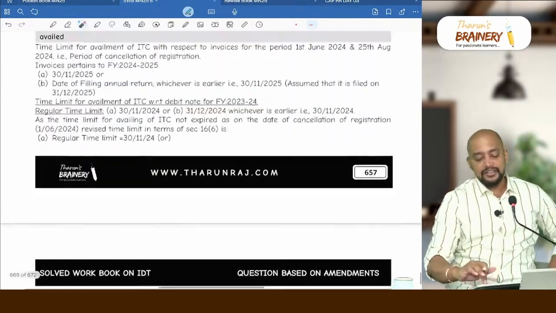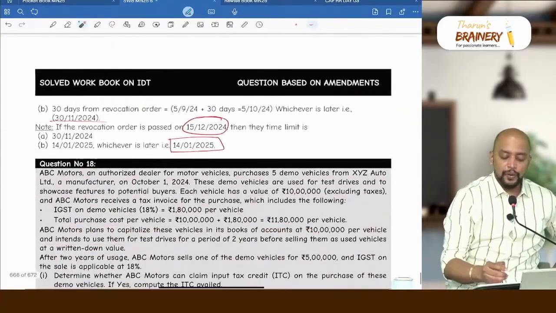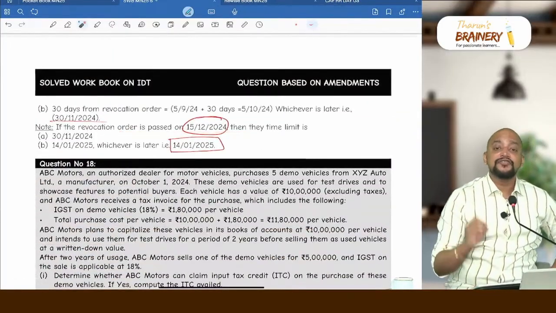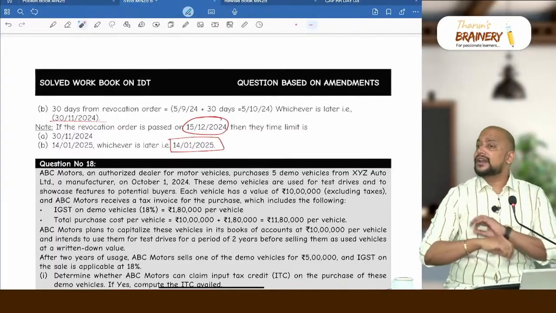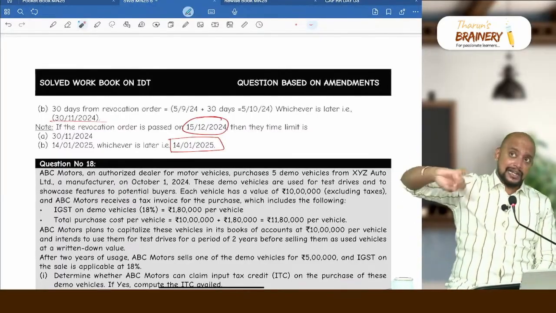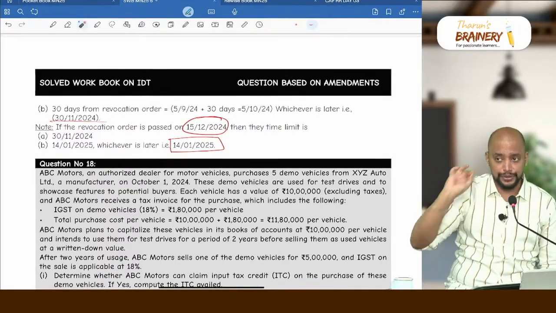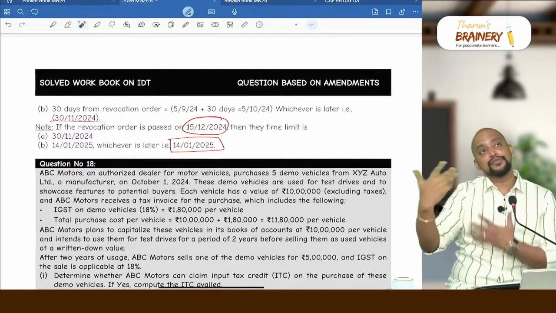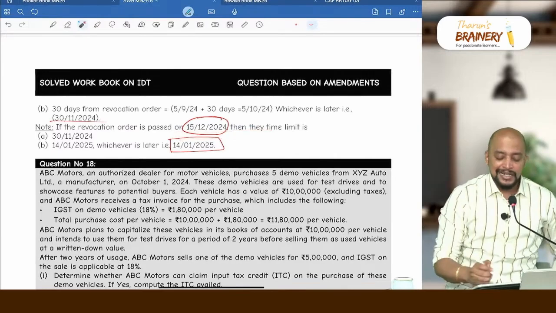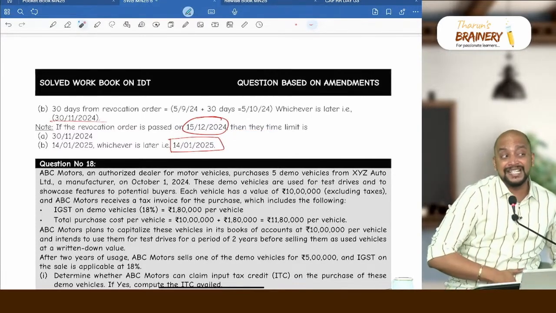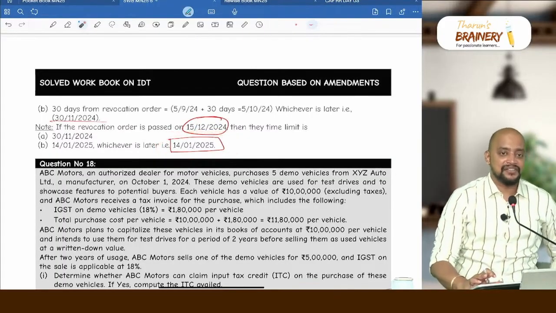Now suppose this question is modified and they are asking what if the revocation order is passed on 15/12/2024, then what would have happened? Then in that case the regular time limit is 30th November 2024 or the date of filing and return, whichever is earlier, is 30th November 2024, or 30 days from revocation order. The revocation order will be 15/12/2024 plus 30 days, that is 14/1/2025, whichever is later. So 14/1/2025 is the time limit by which they can avail ITC.